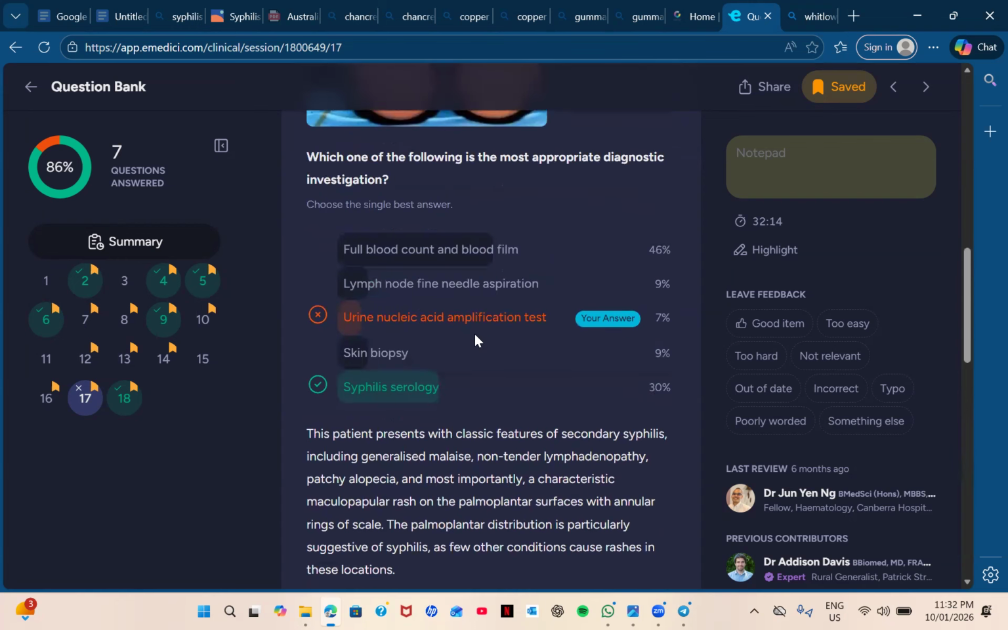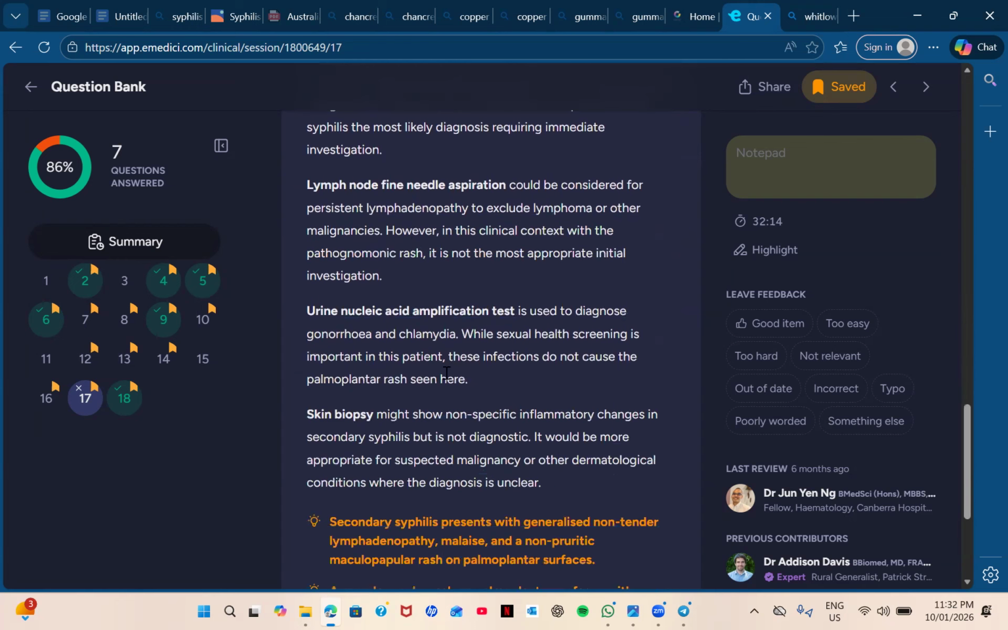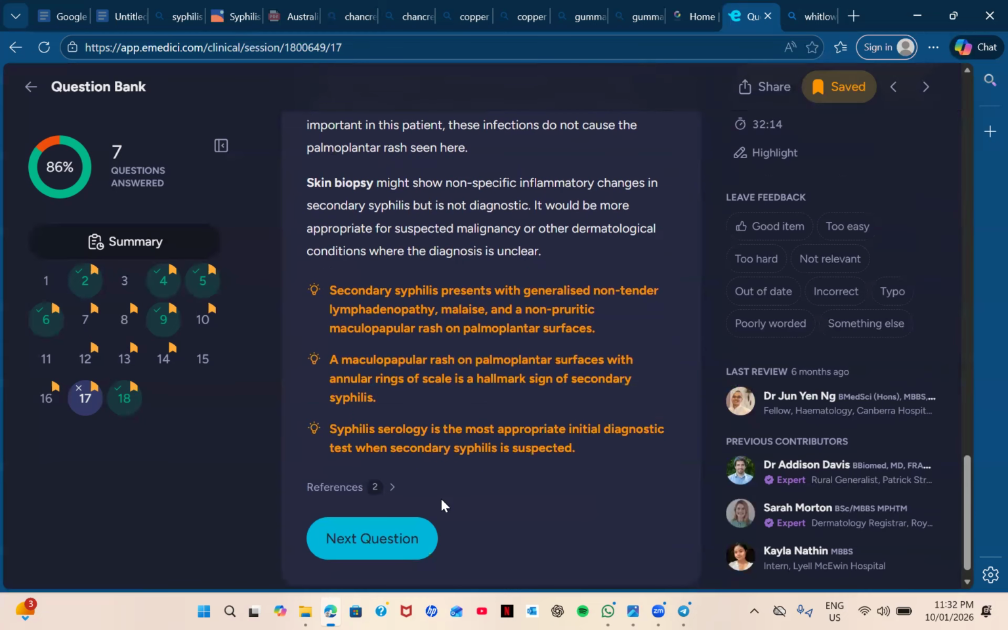So you all went with C, right? Let's check why not. Urine nucleic acid amplification test is used to diagnose gonorrhea and chlamydia. While sexual health screening is important in this patient, these infections do not cause the palmoplantar rash.